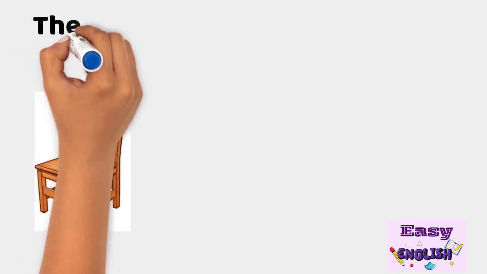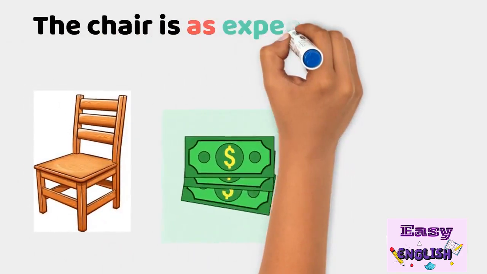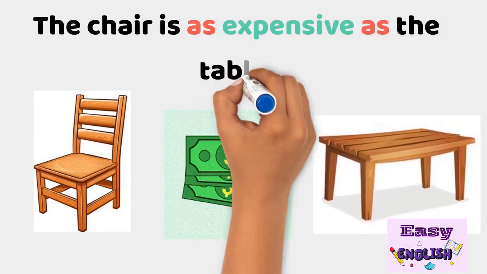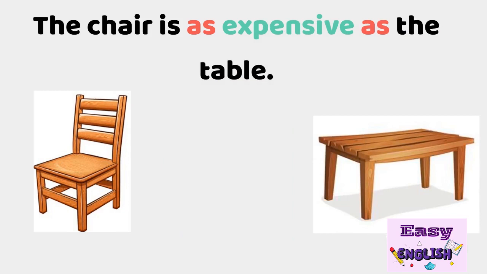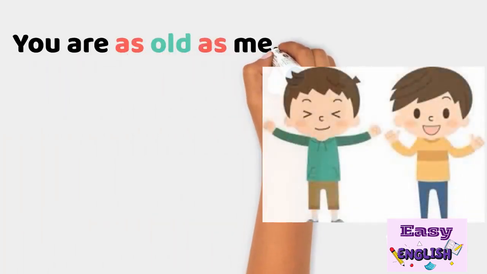We use as plus adjective plus as to say that two things or people are the same in some way. For example, the chair is as expensive as the table. You are as old as me. That means we are the same age.